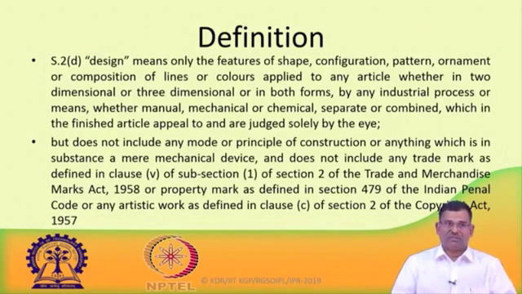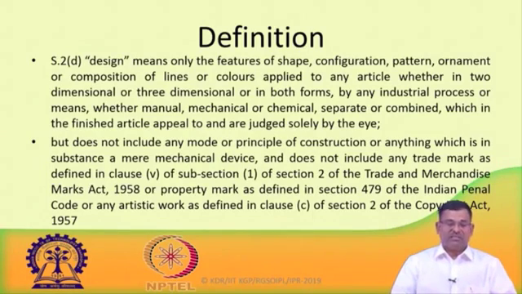This is the first part of the definition. It means that the design is judged solely by the eye. Solely by eye means that it is the visual appearance which gives you the design, and the definition clearly says it is the features of shape. It can be shape, configuration, the pattern in the material, and also the composition of colors, that also can be registered as a design.